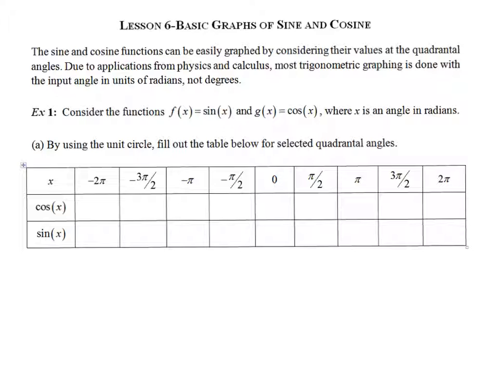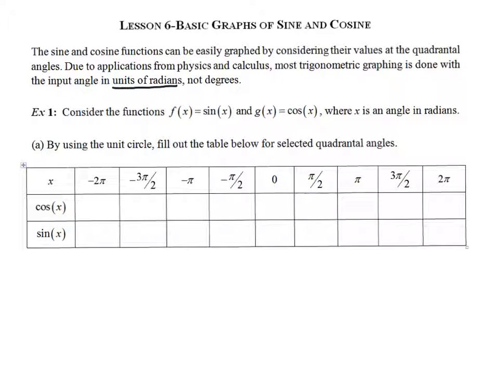Because we very often see these applications of sine and cosine graphs in physics and other higher level math classes, most of our trigonometric graphing is going to be done with our input, our angle, in terms of radians rather than degrees. So we're going to set up our table of values where we're using the quadrantal angles in radians. I think by now we're getting pretty good at converting back and forth between degrees and radians. So I've created the table where the radians are the x value.